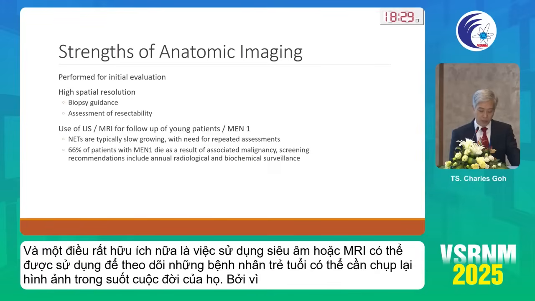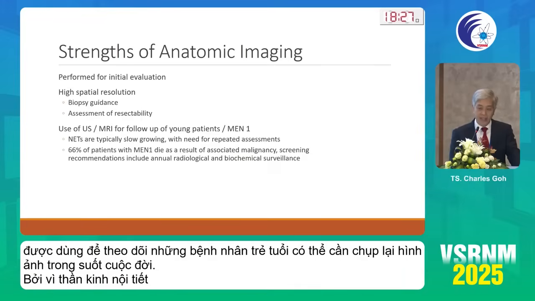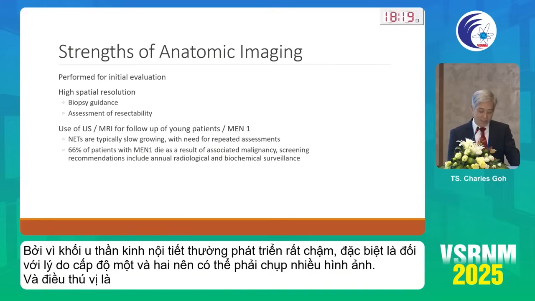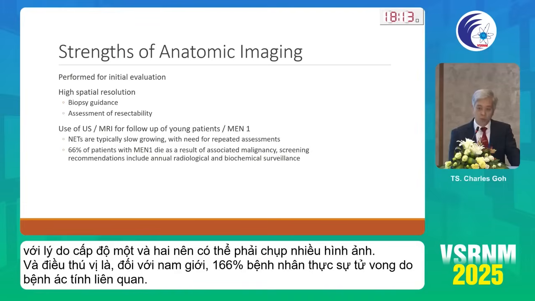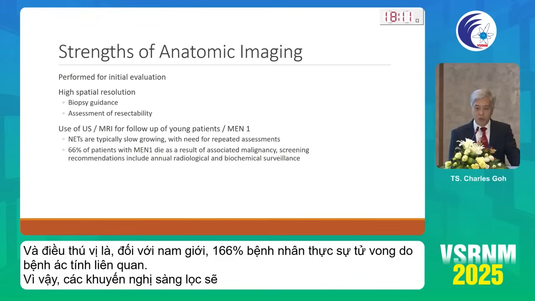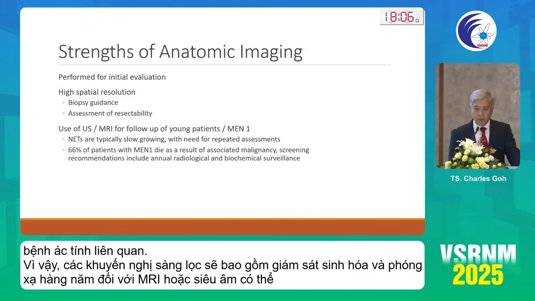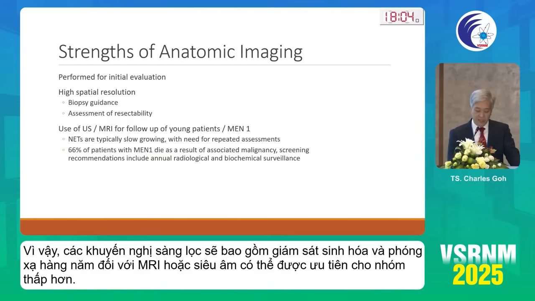Because neuroendocrine tumors are typically very slow growing, especially for the grade 1 and 2 lesions, multiple imagings may need to be done. And interestingly enough, for MEN1, 66% of patients actually die because of associated malignancies. So screening recommendations will include annual radiological and biochemical surveillance, for which MRI or ultrasound may be preferred for the lower radiation risk to these young patients.